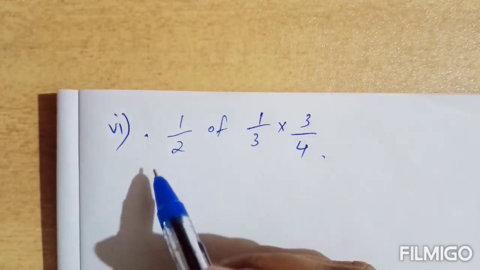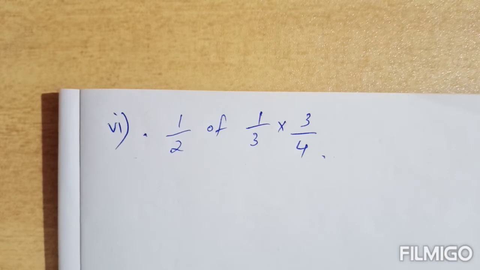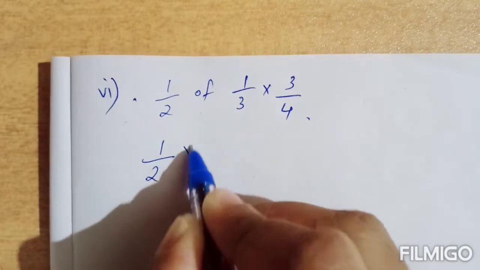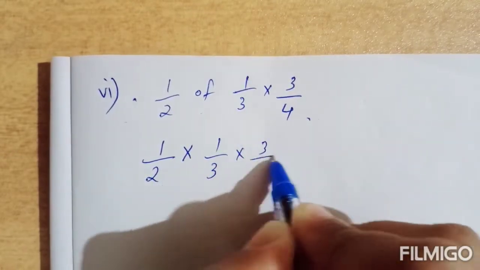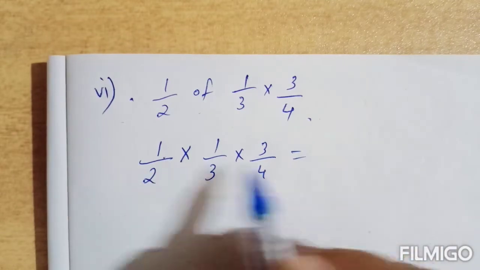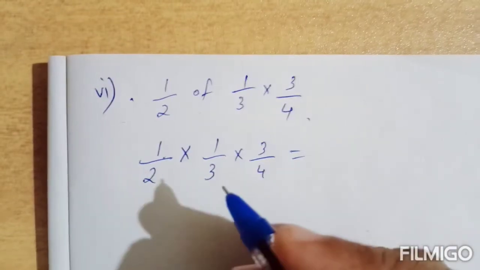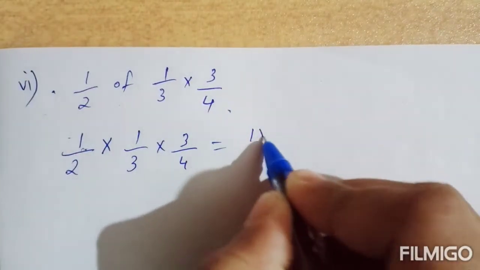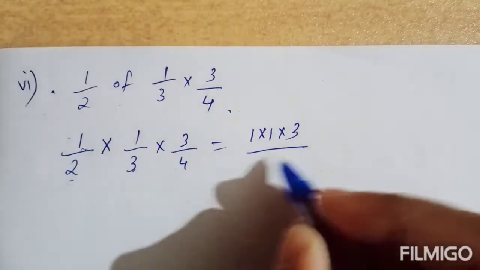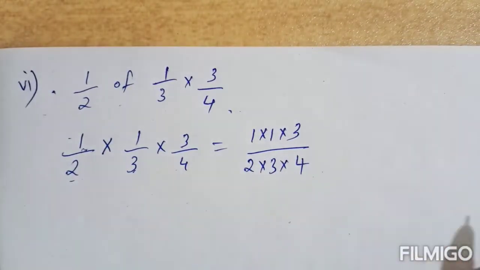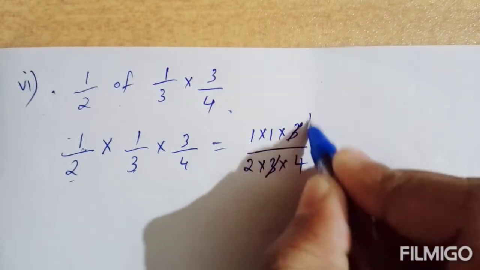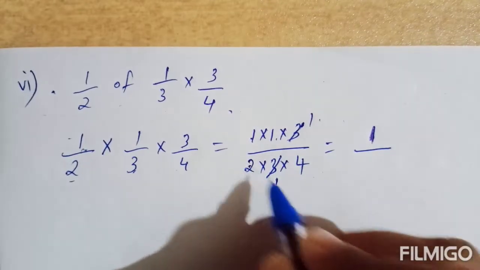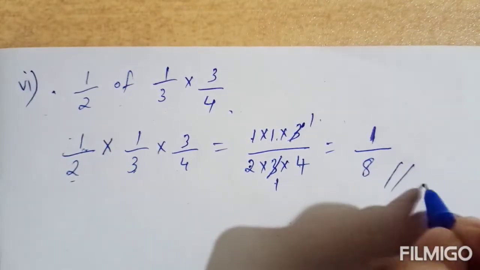Sixth question, 1 by 2 of 1 by 3 into 3 by 4. So of means it is multiplication only. You have to find 1 by 2 into 1 by 3 into 3 by 4. Now it is multiplication of 3 fractions. So product of numerator by product of denominator. Okay. 1 into 1 into 3 by 2 into 3 into 4. This 3 and 3 we can cancel. It will be 1. 1 into 1 into 1 it is 1, by 2 into 1 into 4 you will get 8. 1 by 8 will be the answer.